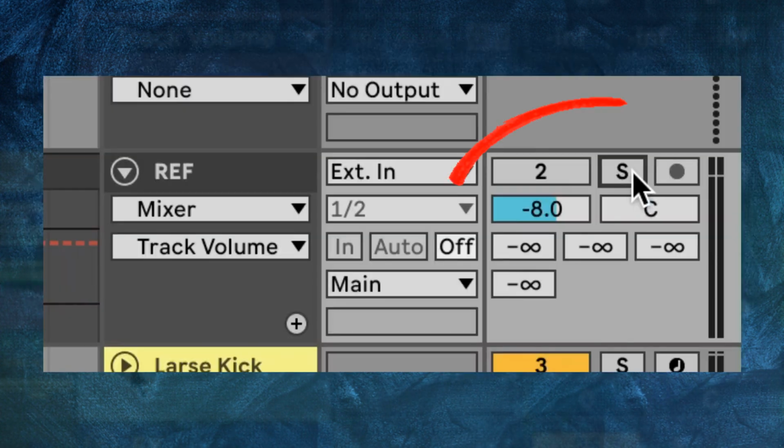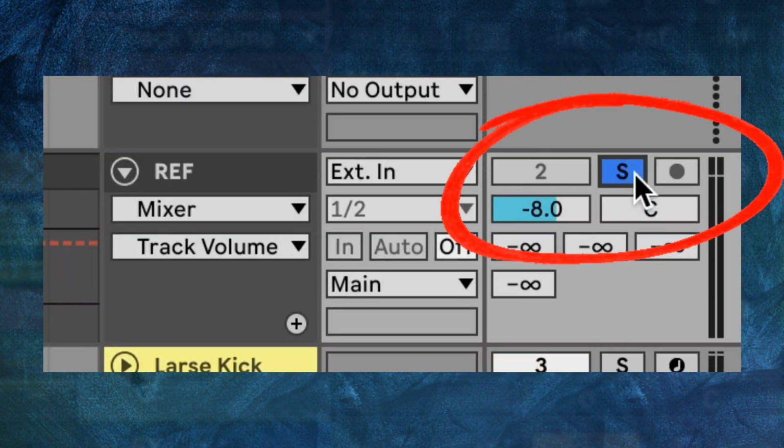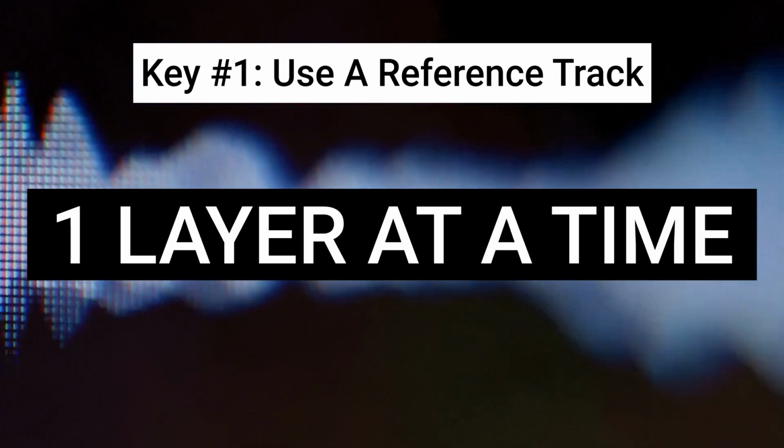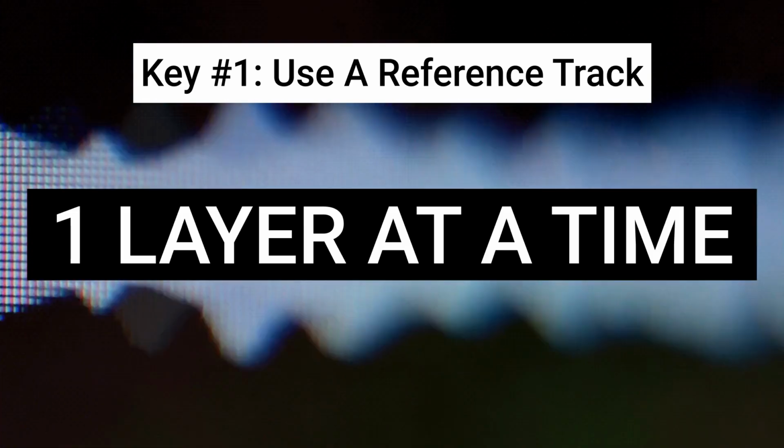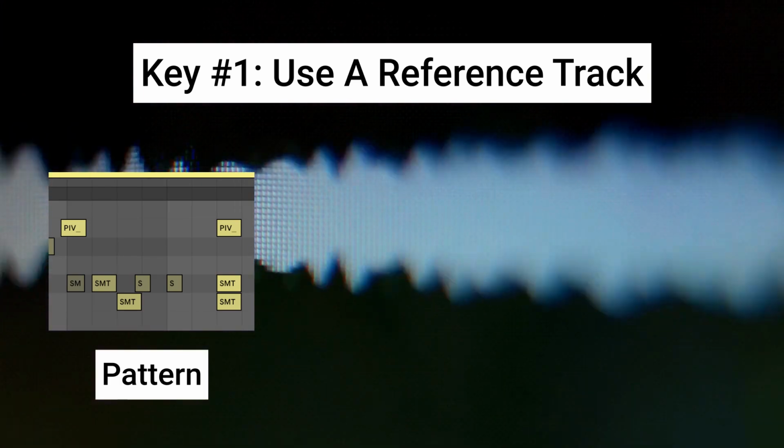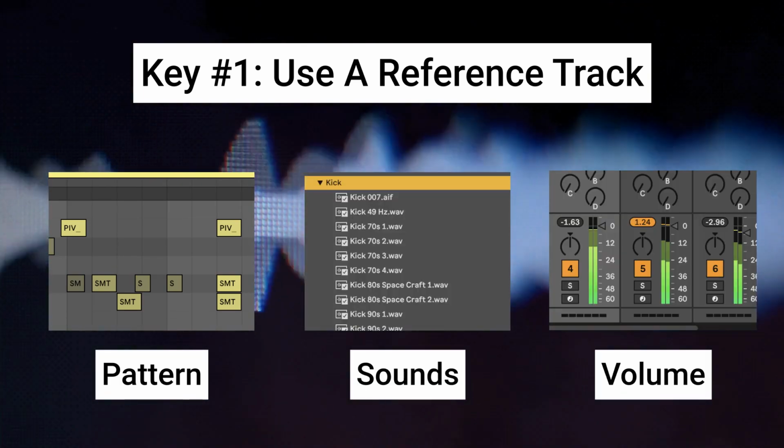your project so you can flick between that reference and what you are working on. The most efficient way is to focus on one drum layer at a time, first focusing on the pattern, then the sound selection, and finally the volume.